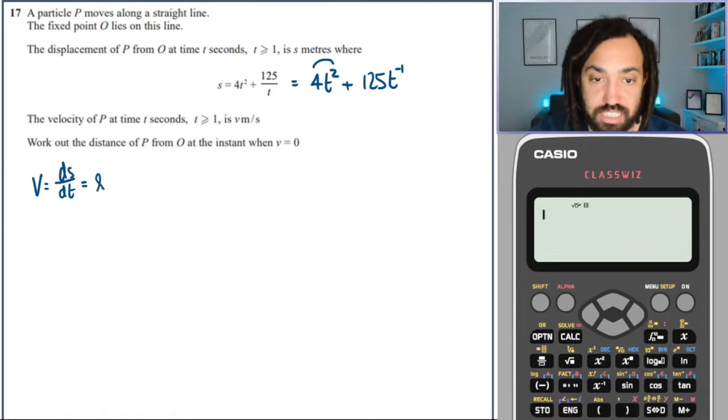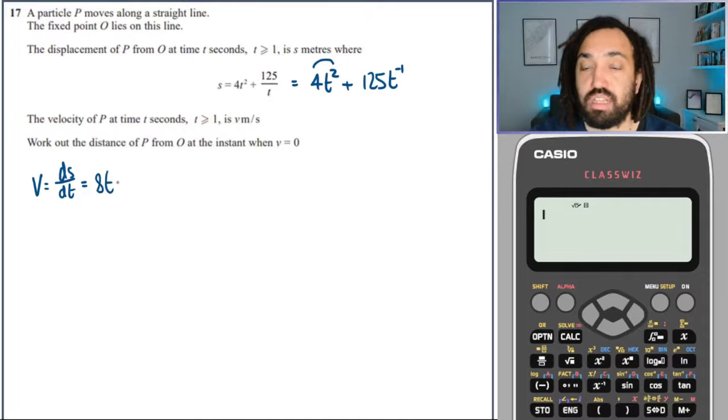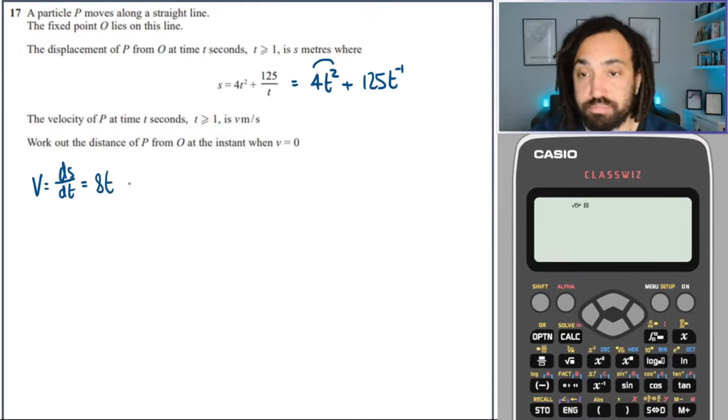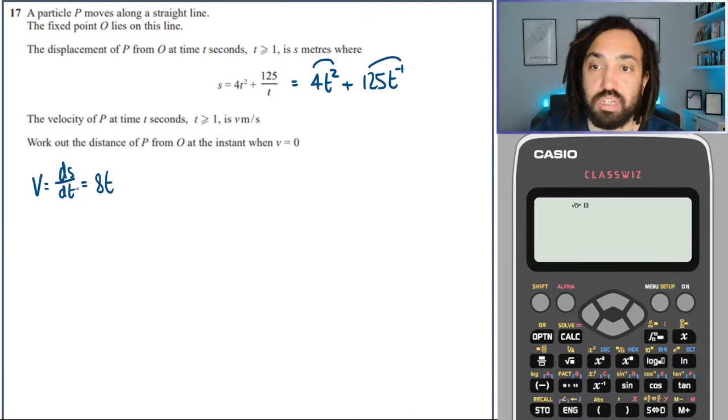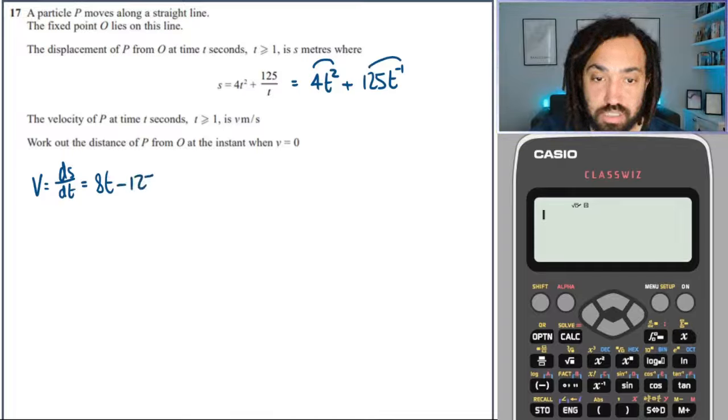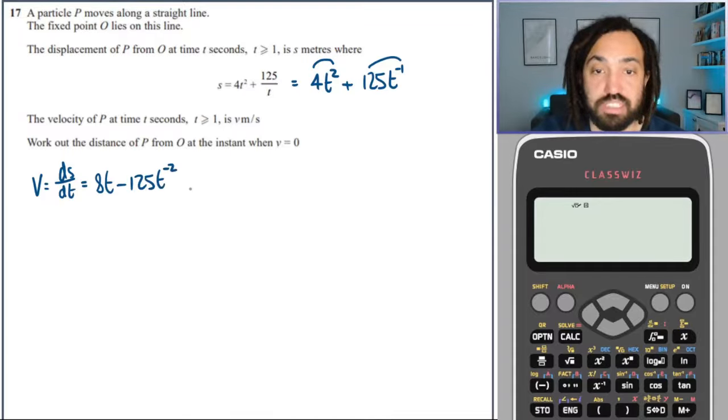2 times 4 is 8. Drop the power down by 1 to make 1. -1 times 125 is -125. Drop the power down, goes down to -2.